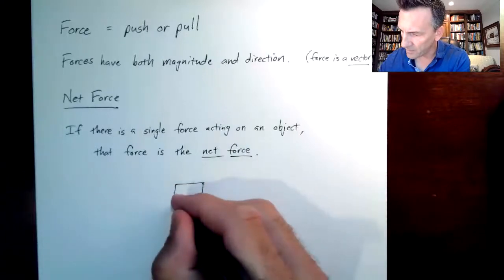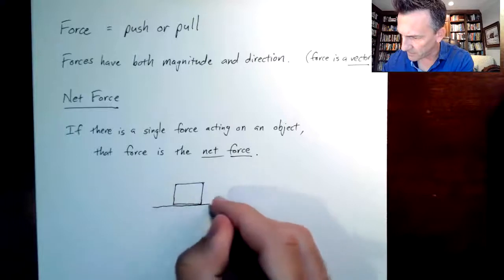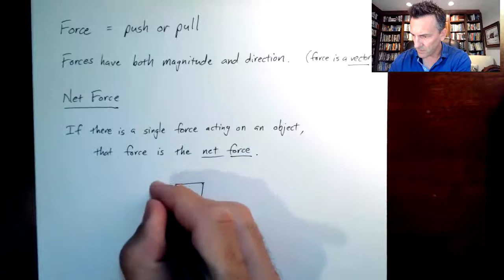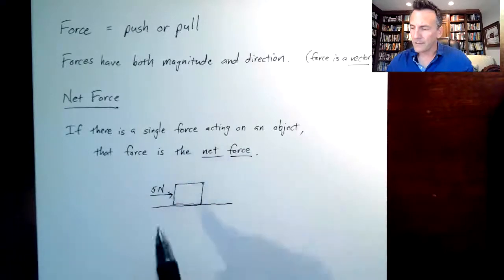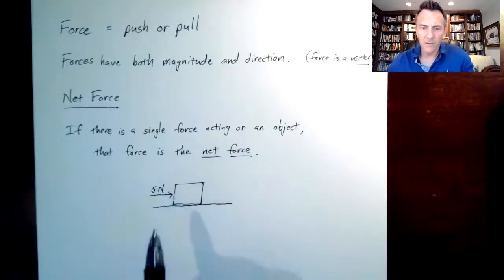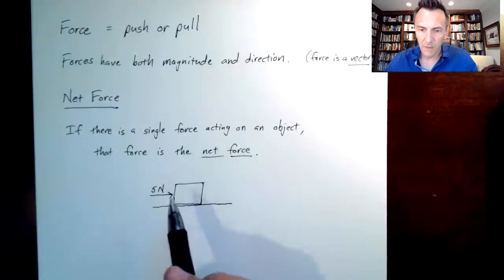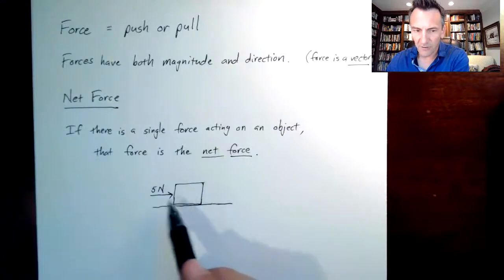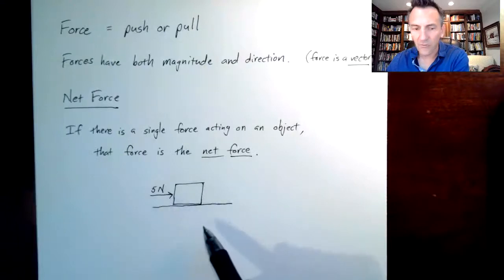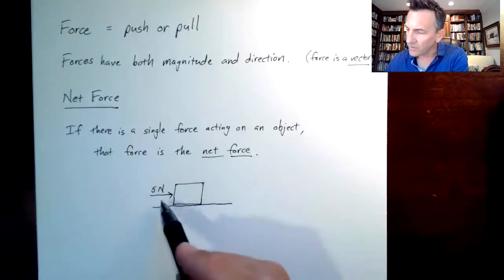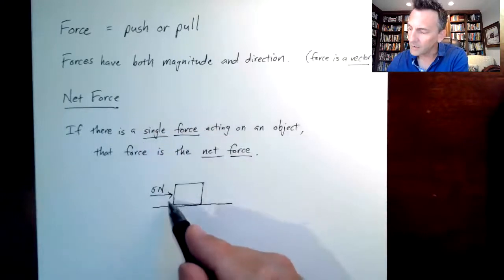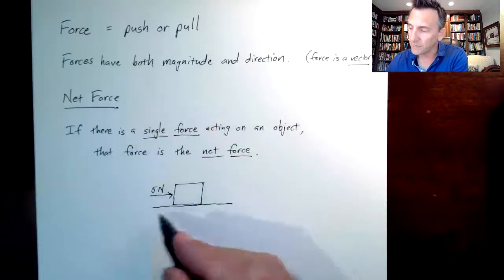Let's imagine I have a box sitting on a table, and there's a single force acting on the box. The magnitude of this force is 5 newtons. Newtons are the SI unit for force. And the direction of the force is to the right. So the force is 5 newtons to the right. I'm specifying both its magnitude and its direction. What's the net force on this box? Well, since there's only a single force acting on the box, then the net force must be 5 newtons to the right.